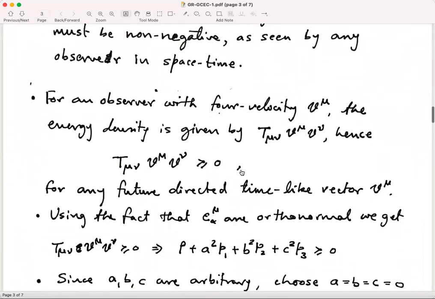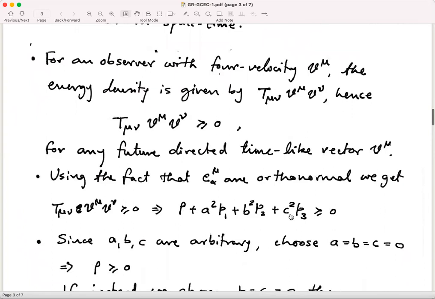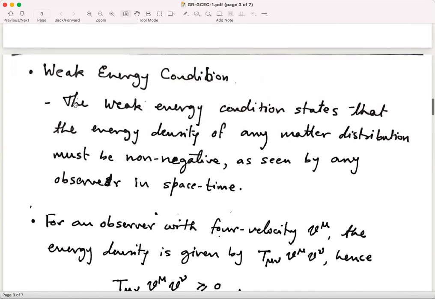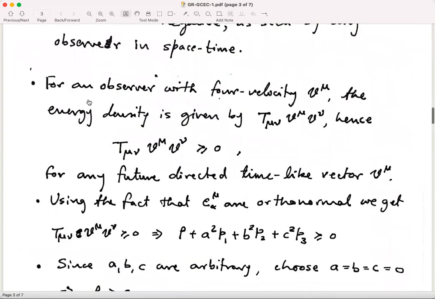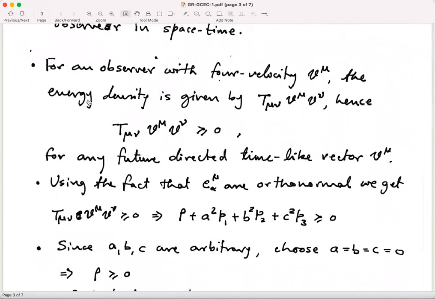Now remember, this condition is true for arbitrary values of A, B, and C. There is no condition on that, except that A squared plus B squared plus C squared is less than one. Given that it is true for arbitrary values, it should be true for A equals B equals C equals zero. If you set them to zero, then you get rho greater than or equal to zero. So what we find is that if you impose the weak energy condition, then the first condition that you encounter is that the energy density rho should be positive semi-definite.